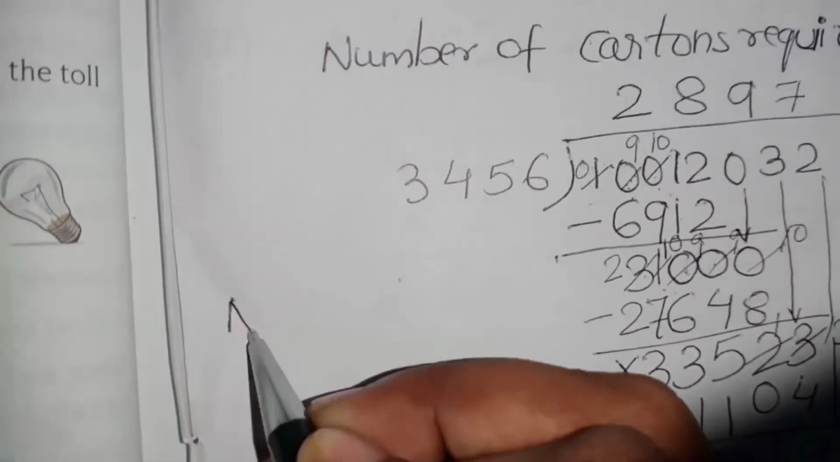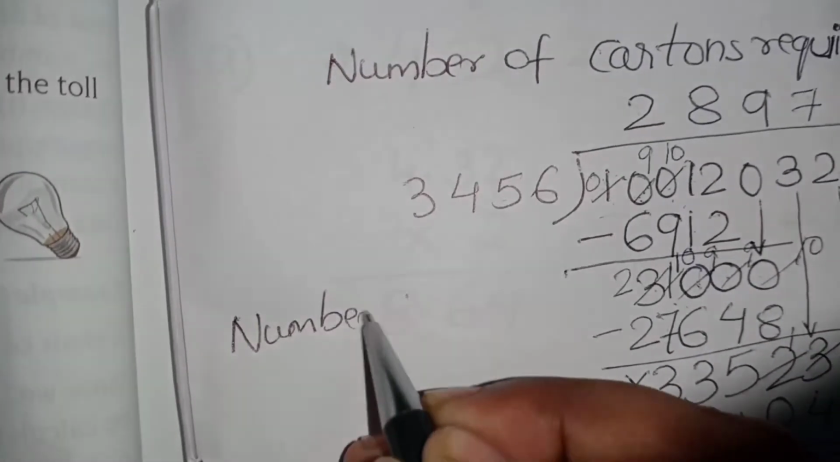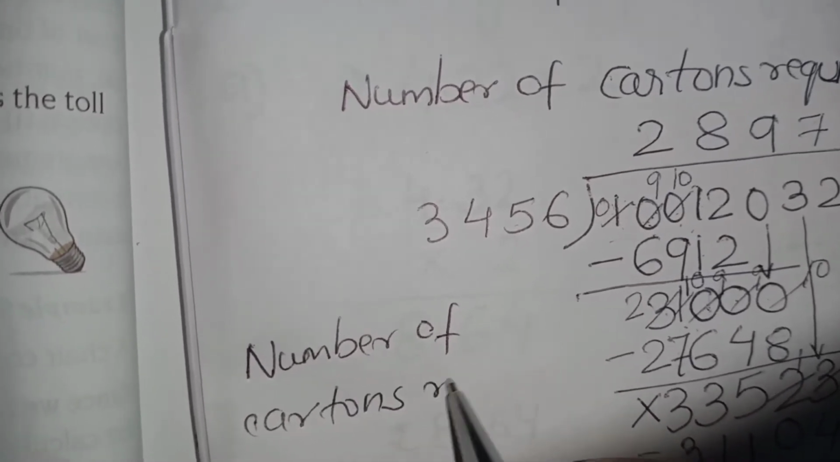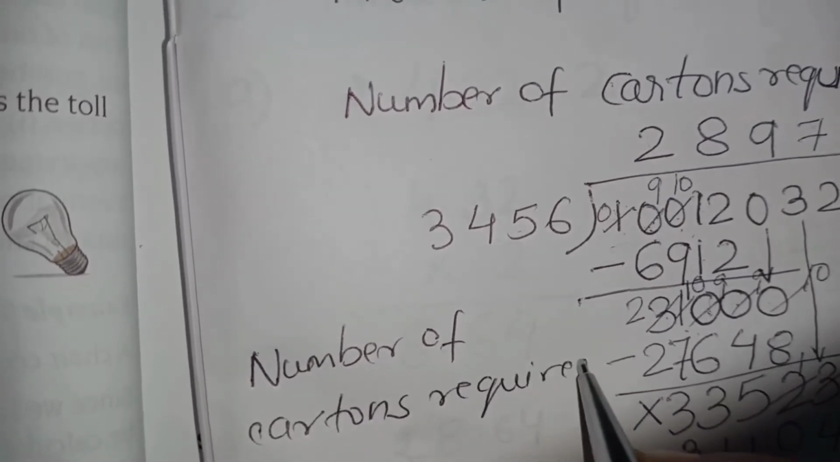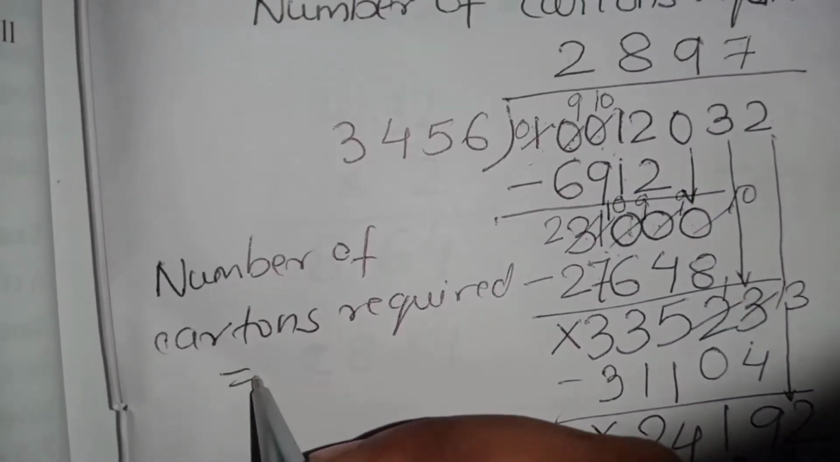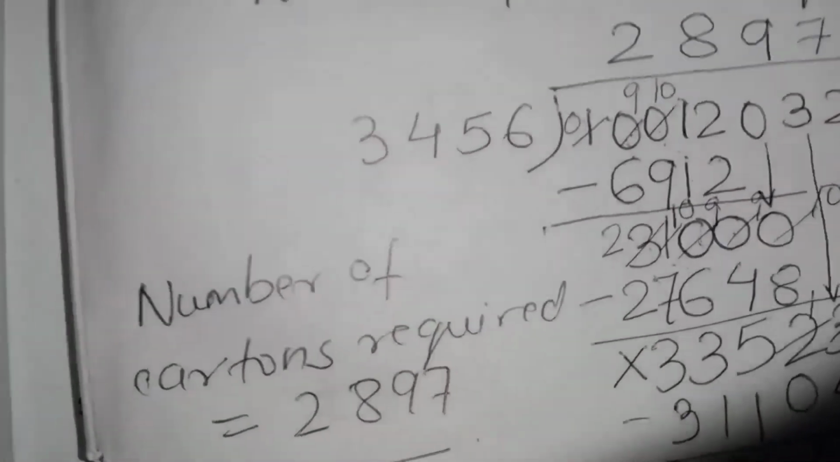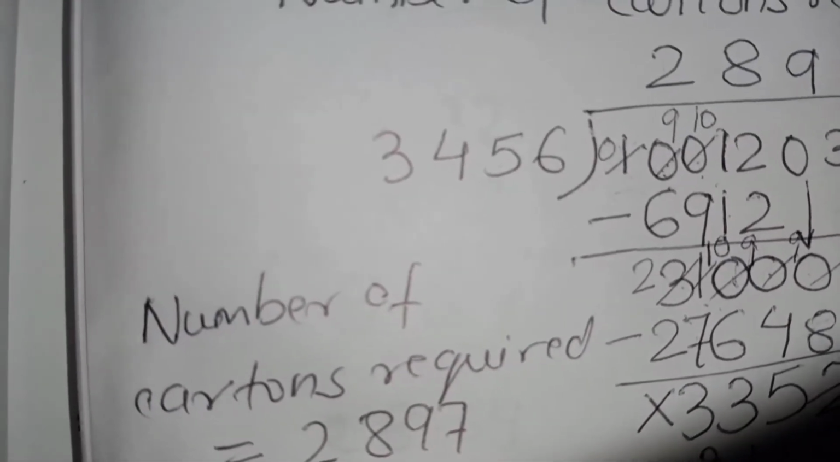2,897. Okay, so now let's write here: number of cartoons required equals how much? It is 2,897. So this is the answer. Now let's move to the next question.